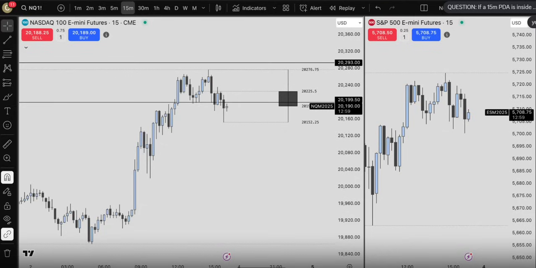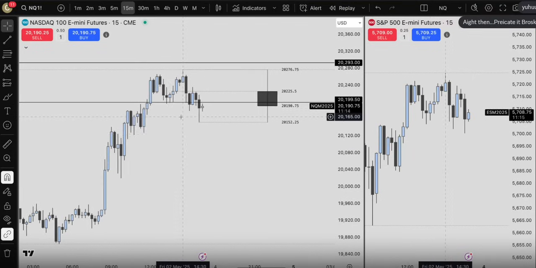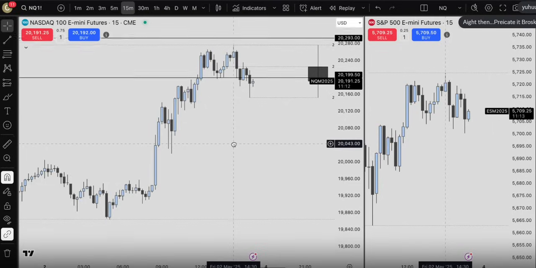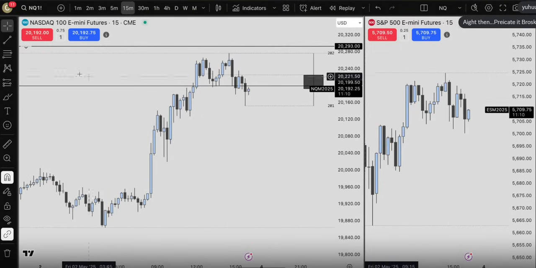So the first thing I'm going to cover is breaker blocks. Breaker blocks. Okay. Everybody lock in. Okay, so our breaker block from this morning.